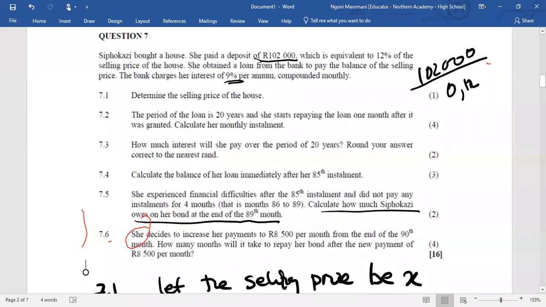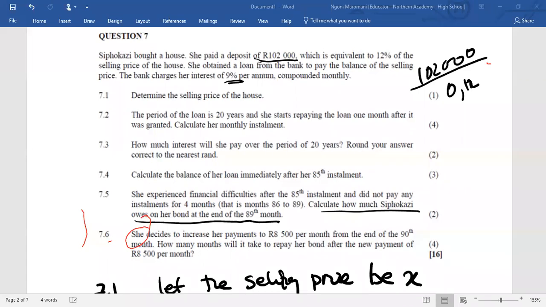After getting the cost price of the house on 7.2, we are now using the present value formula. But first we had to look for how much was the borrowed amount. The present value is the borrowed amount. And how do we find the borrowed amount? We say the cost price minus the deposit that you have paid. That will be your present value.